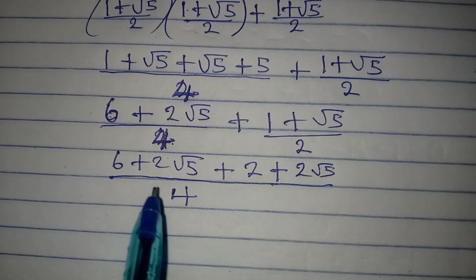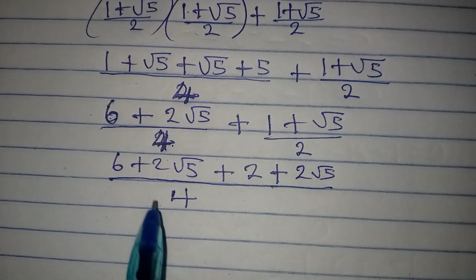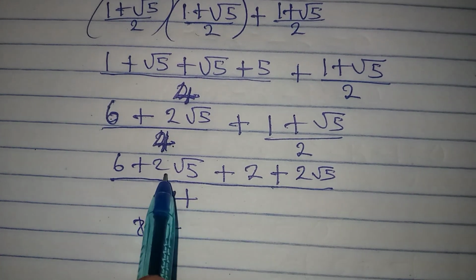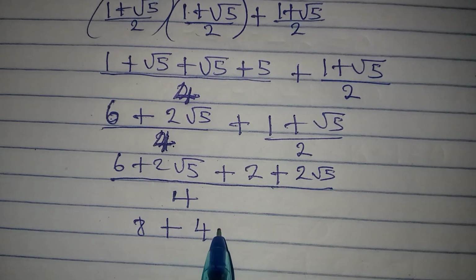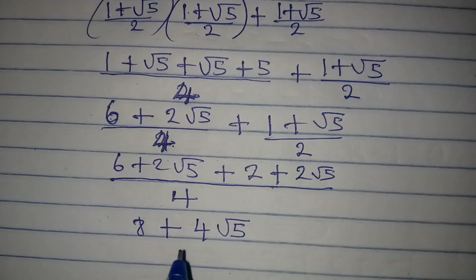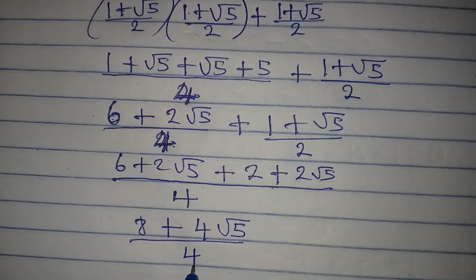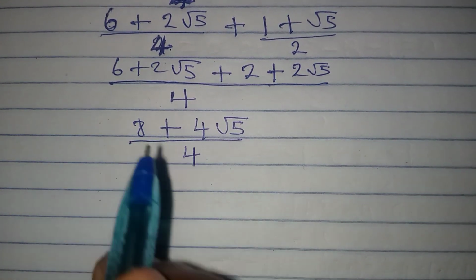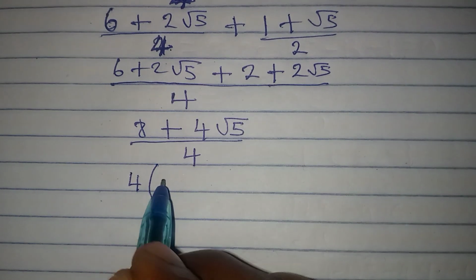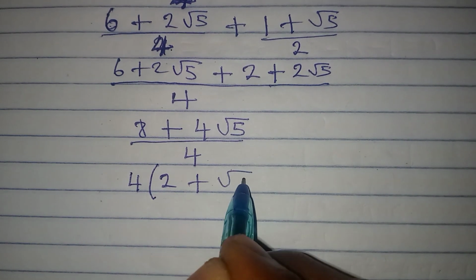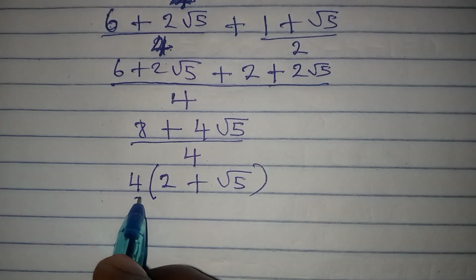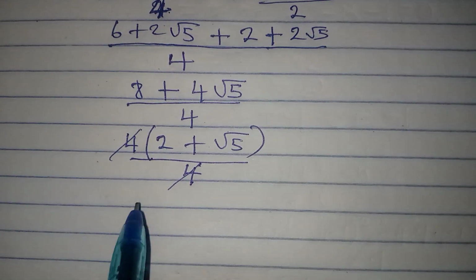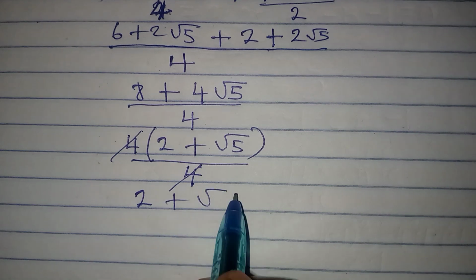We have 6 plus 2 rather, that will give 8. Then plus 2 root 5 plus 2 root 5 will give us 4 root 5. The whole of this is over 4. Now, let's take a step. 4 is here and 4 can be found in 8. So, factor out 4. We have 2 plus root 5. Right? And the whole of this is over 4. Now, 4 can cancel 4. And we are going to have 2 plus root 5.